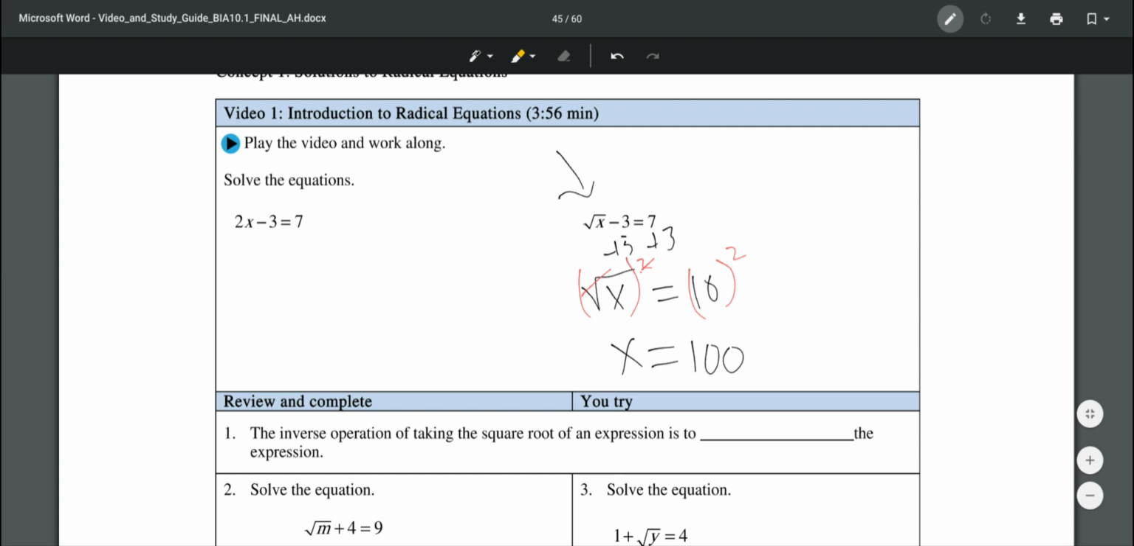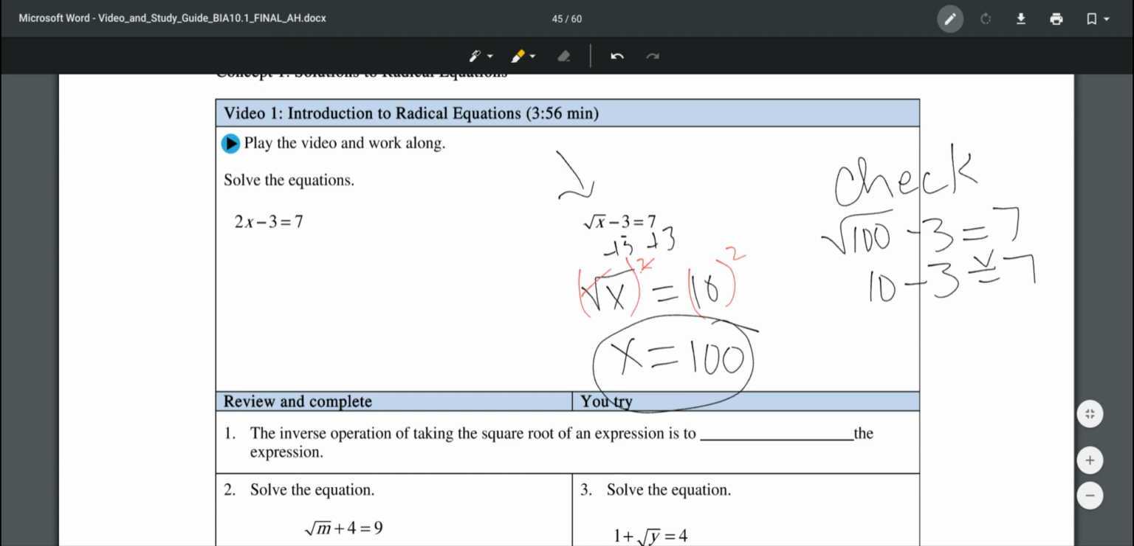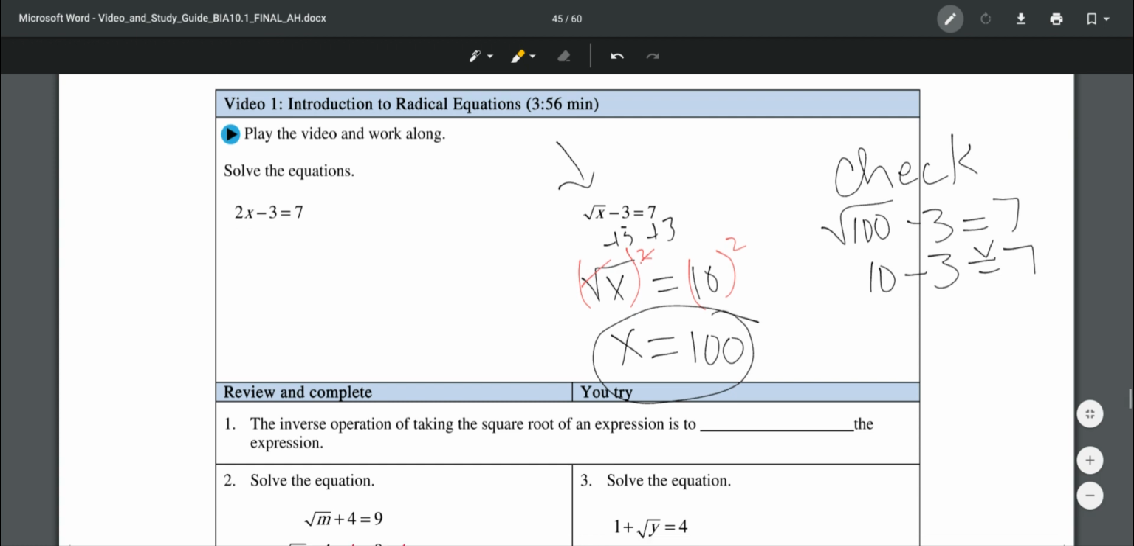Now, you always need to check your answers, because some of these answers are going to be no solution answers, because you cannot have a negative number under your radical. So when I check that 100 answer, I'm going to take the square root of 100, subtract 3, and I should get 7. The square root of 100 is 10. 10 minus 3 does equal 7, so my final answer would be 100.